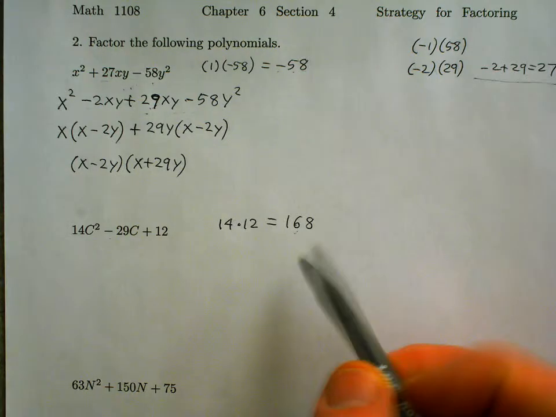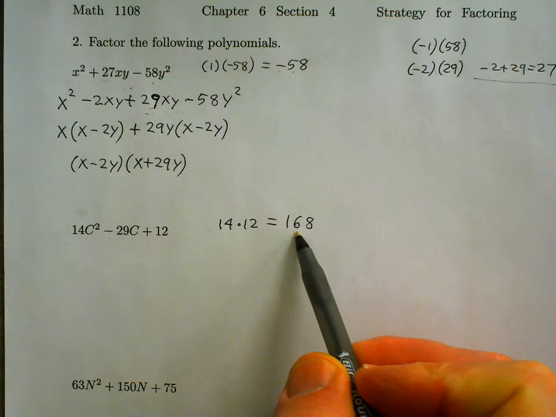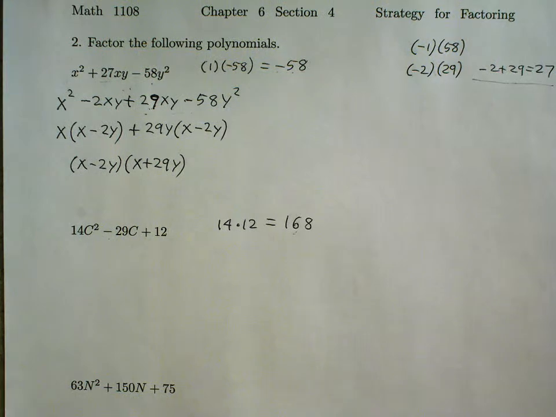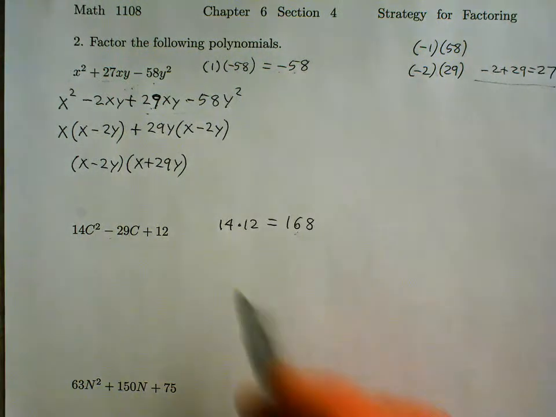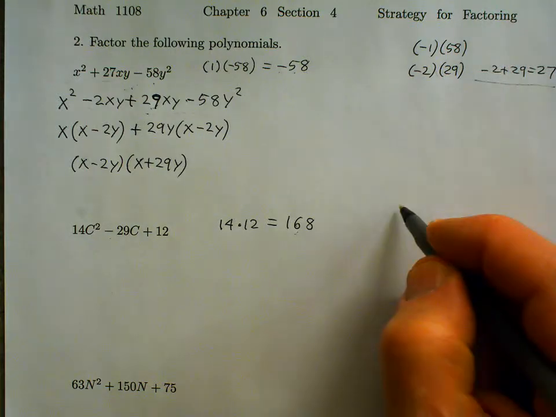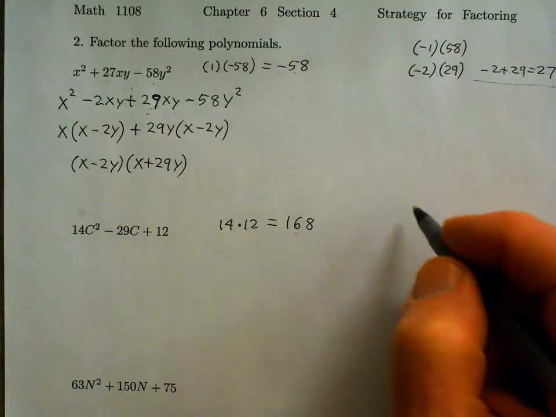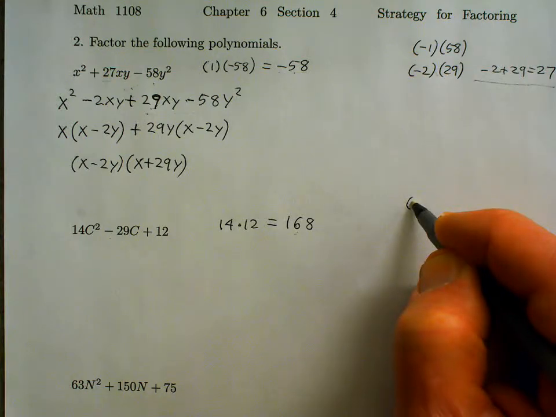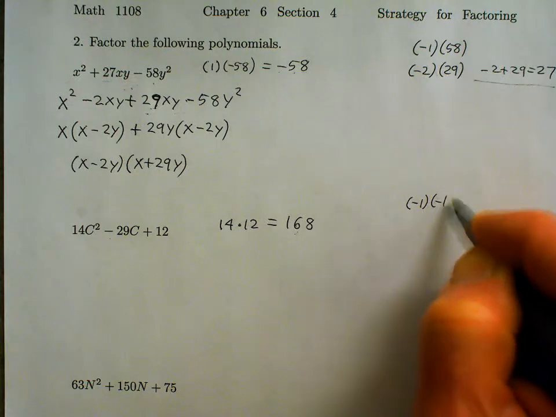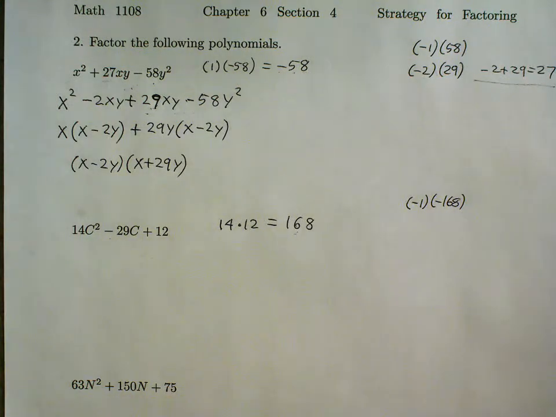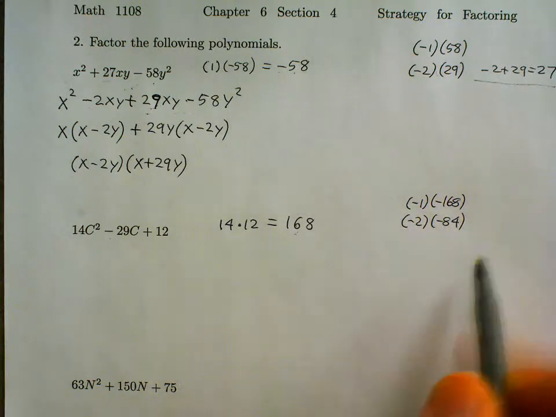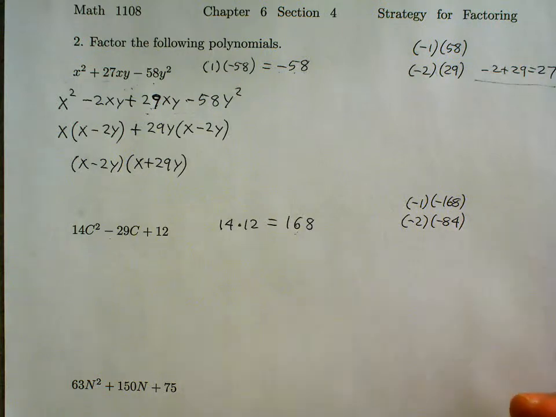Okay, if the two integers have a product that's positive and a sum that is negative, then both integers must be negative. So we'll use our systematic approach. We're picking pairs of negative integers that have a product of positive 168. So at the extremes, we have -1 times -168. Then -2 times -84. Those add up to -86.